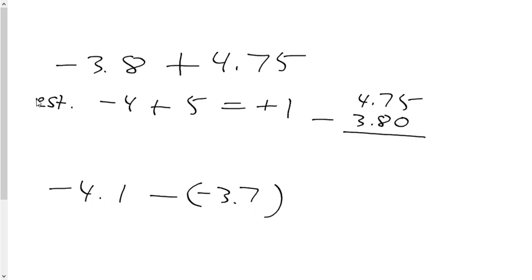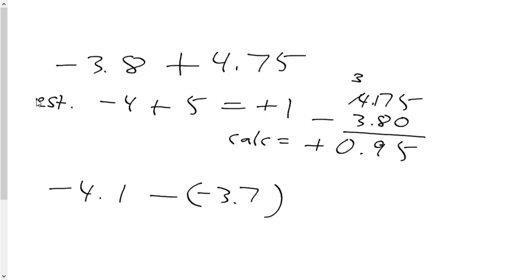5 take away 5 is 5. 7 take away 8 can't be done, so you borrow. Make that a 17 tenths instead of 7 tenths. 17 tenths take away 8 tenths is 9 tenths. 3 take away 3 is 0. Is that a positive or negative? That is a positive. So my calculation is positive 0.95, which is very close to my estimation.